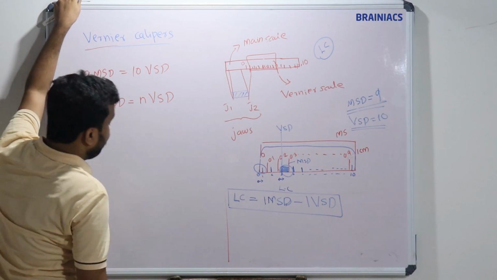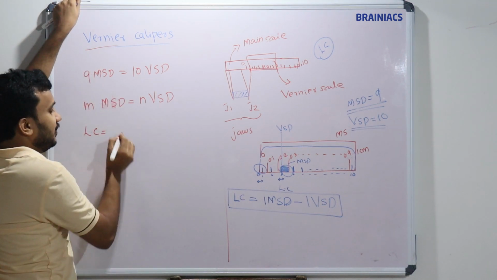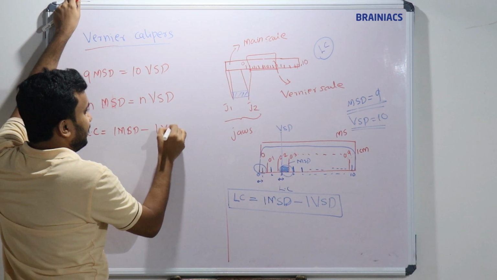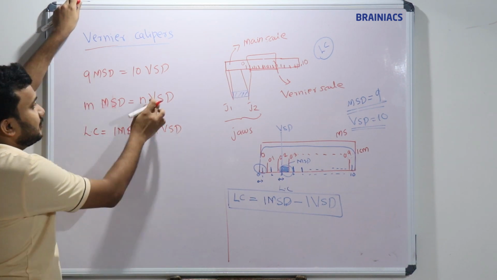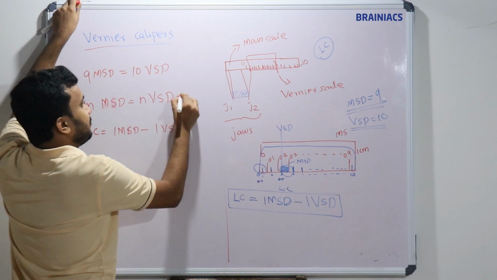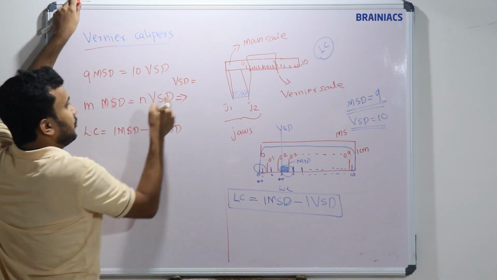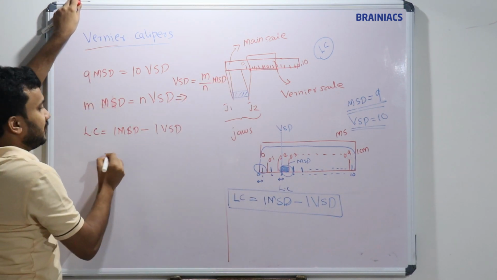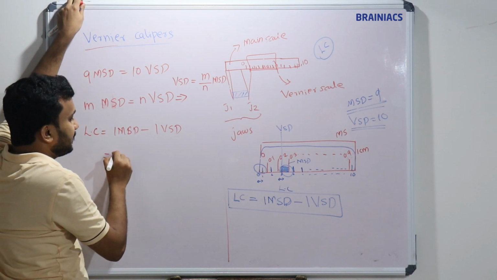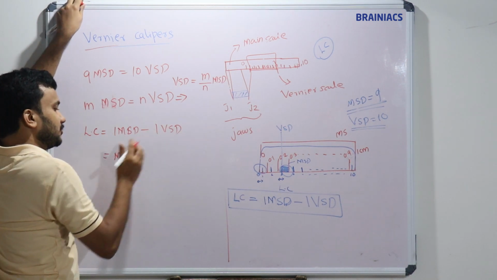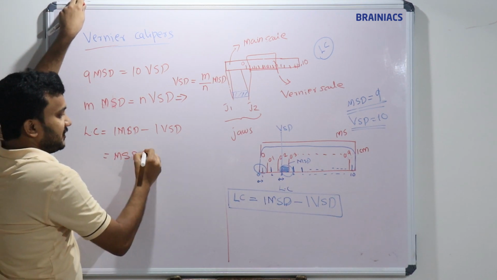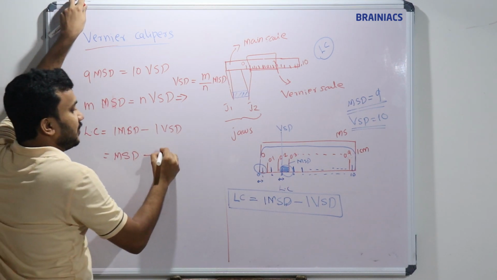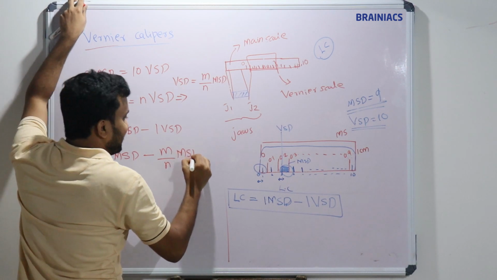Okay, in this case we are going to find the least count. Least count equals 1 MSD minus 1 VSD. Correct, that is called least count. What is VSD from this equation? VSD equals M by N into MSD. I am substituting here. 1 MSD means 1 into MSD, which is nothing but MSD. 1 MSD minus 1 VSD, where 1 VSD means 1 into VSD. So 1 VSD means M by N into MSD.